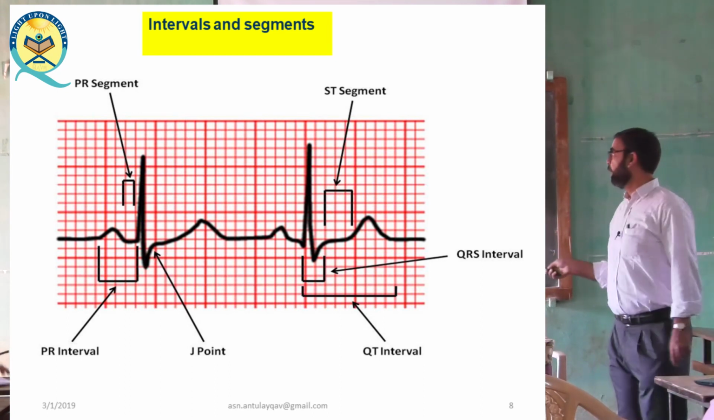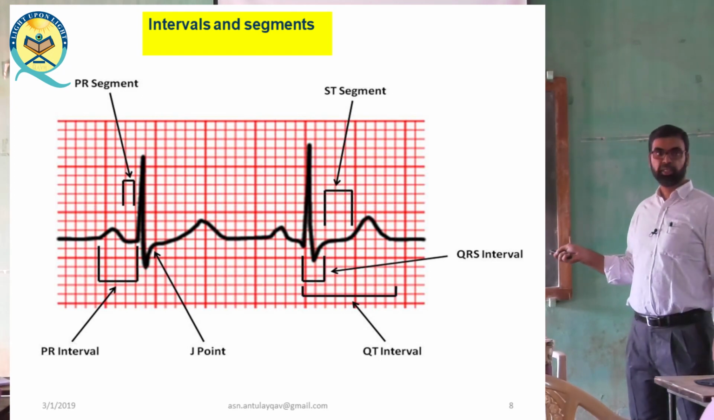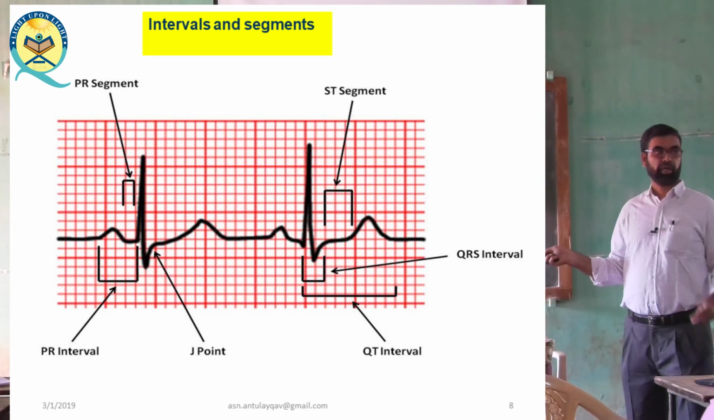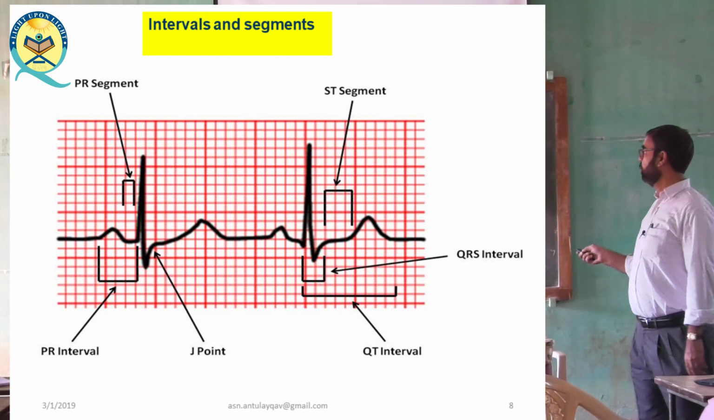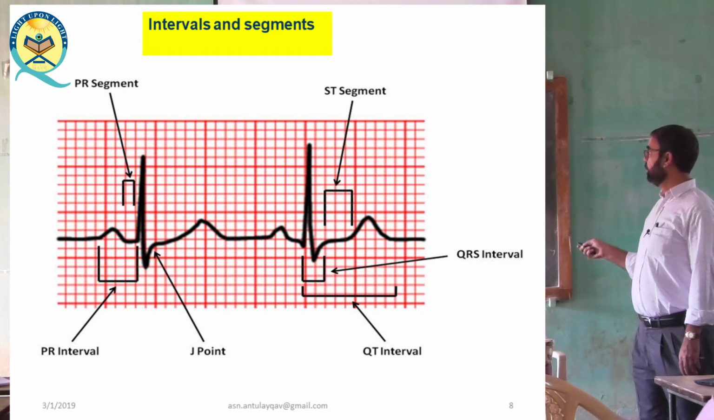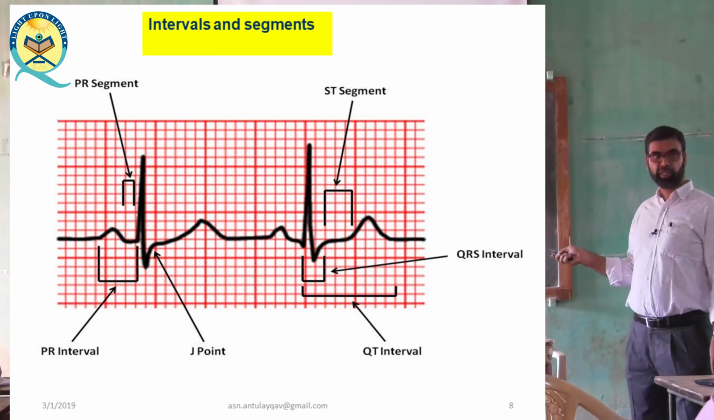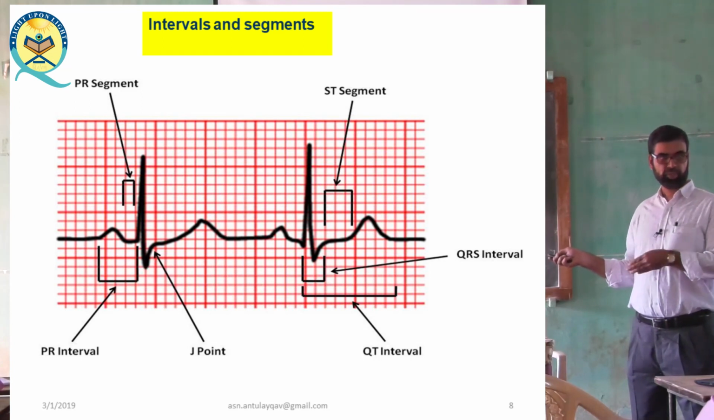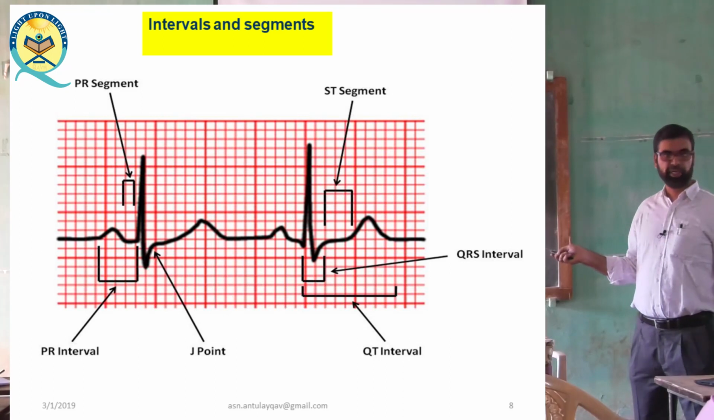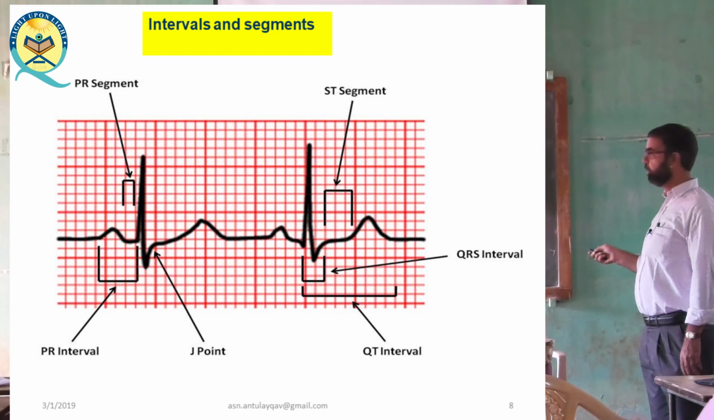PR segment, actually PR interval नीचे दिया है देखो. PR interval is a delay in the conduction of an impulse from atria to the ventricle. So PR segment is between end of the P wave to the beginning of the Q wave, and PR interval is from the beginning of the P wave to the beginning of the QRS complex. Got it? J point which I have shown already.